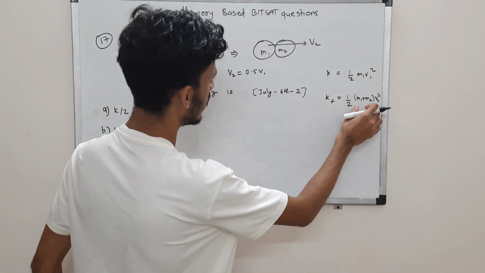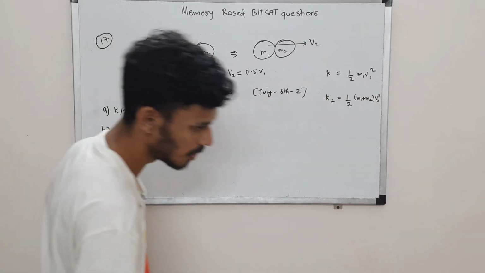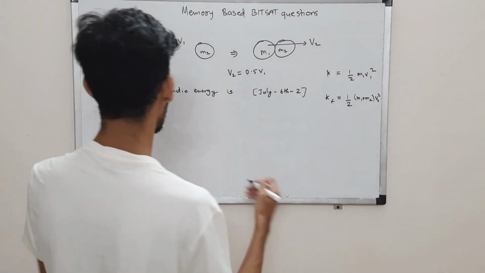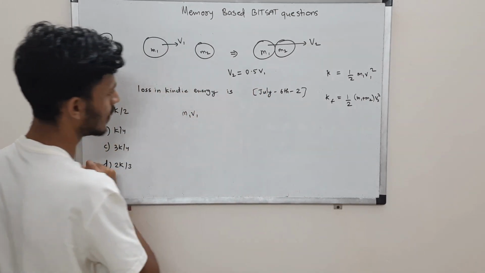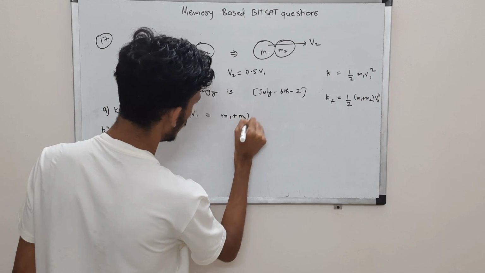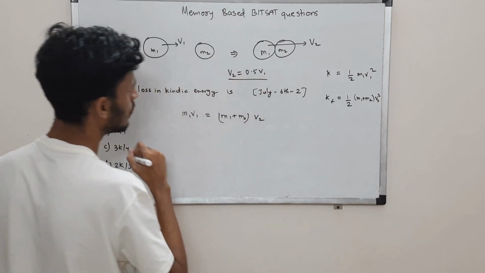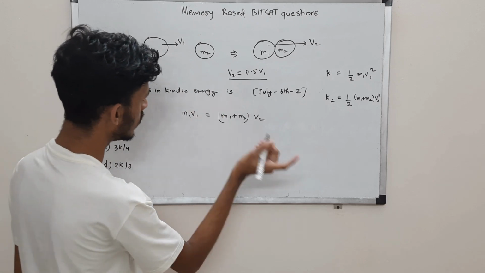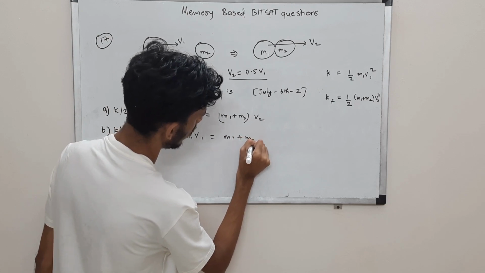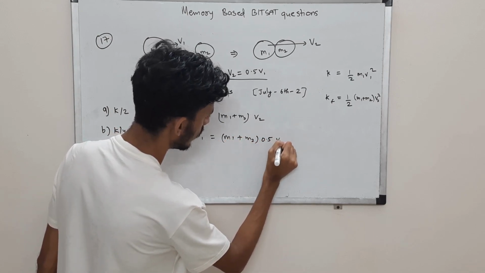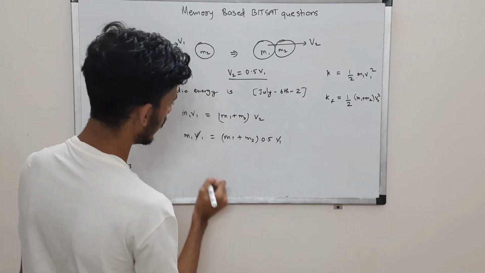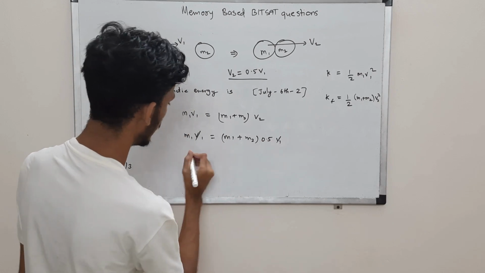That will be the loss in the kinetic energy. So first of all, let us find the relationship between m1 and m2. For that, we'll use momentum conservation. In any type of collision, the momentum is always conserved. So initial momentum m1 v1 is equal to final momentum (m1 plus m2) into v2. Here we are given a relationship between v1 and v2. v2 is 0.5 times v1, so 0.5 into v1. So v1 and v1 will get cancelled. And here 0.5 is basically half, so you can take it to the other side.